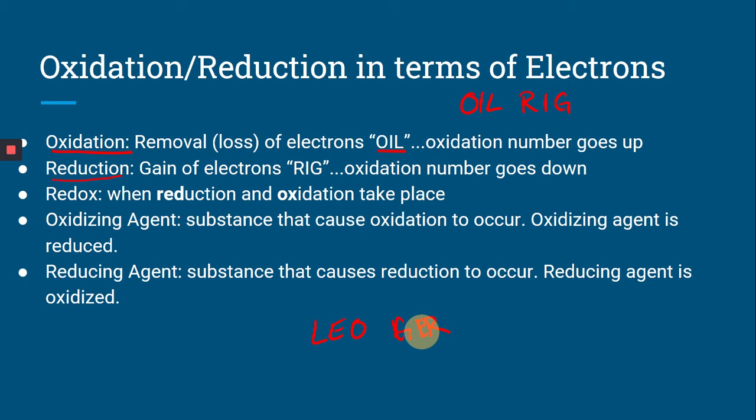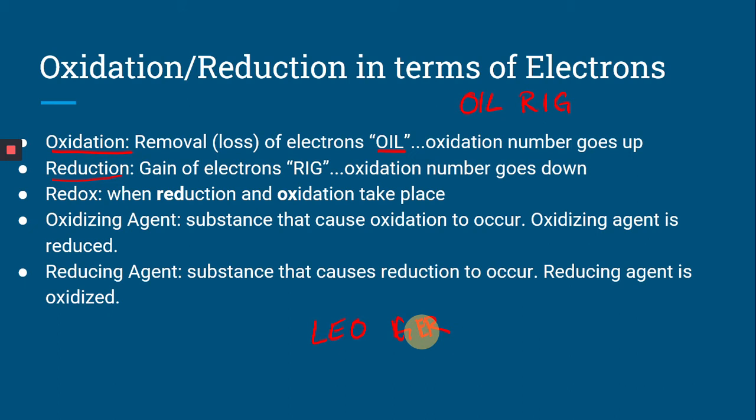Redox is when those two things are happening at the same time. So what happens is the electrons that are lost in oxidation are the ones that are gained in reduction. So that's why they happen in pairs. There's always one oxidation and one reduction.